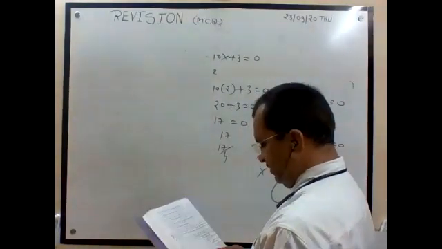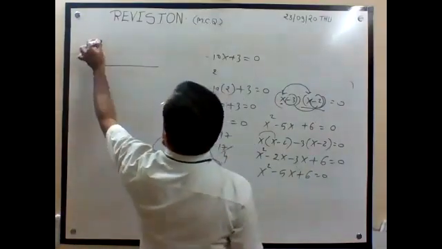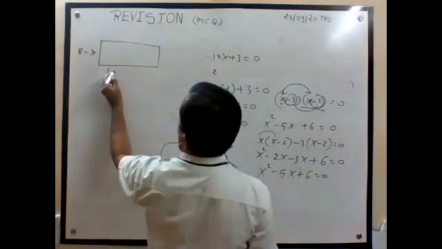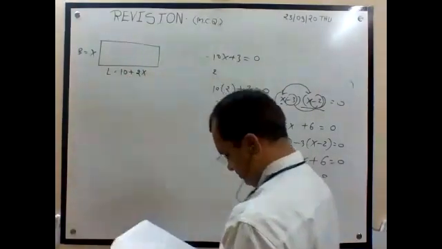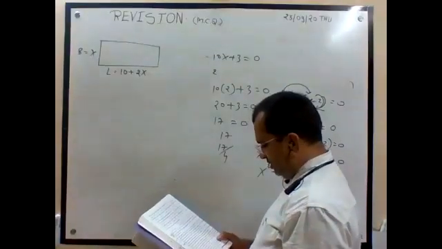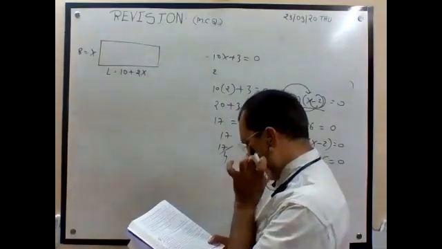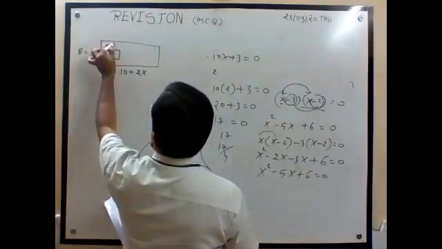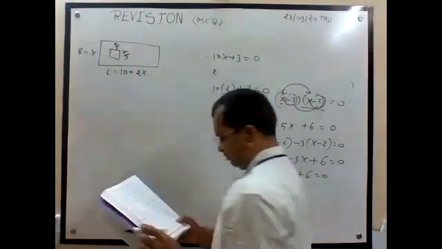Ten more than twice the breadth. Breadth is equal to x. Length is equal to 10 more than twice the breadth. If the side of the pond is 1/3 of the breadth of the farm, the area of the farm is... here there is a pond of x by 3, x by 3.